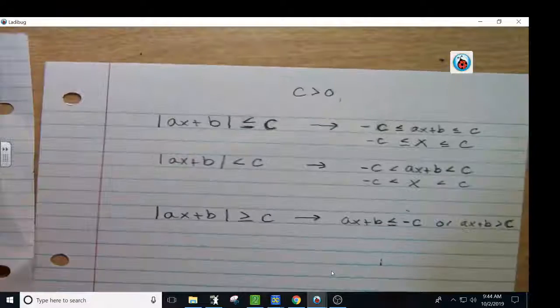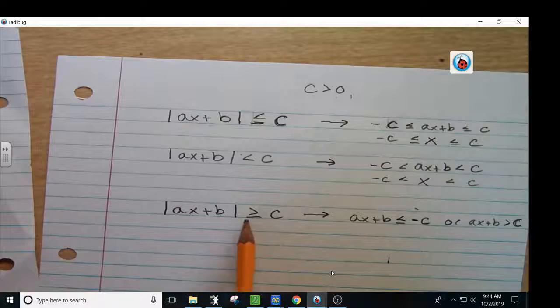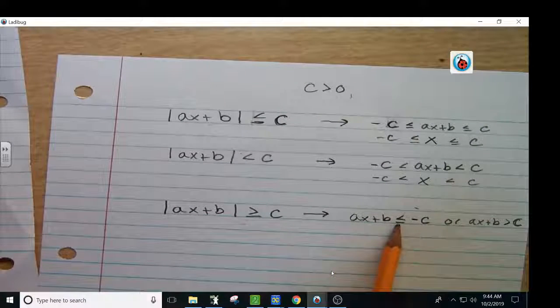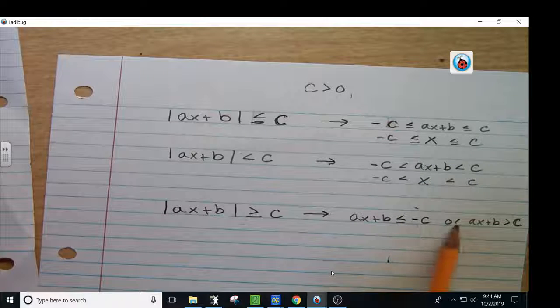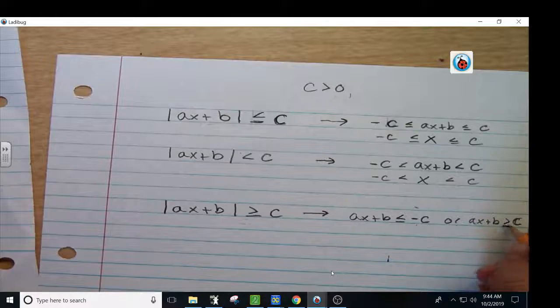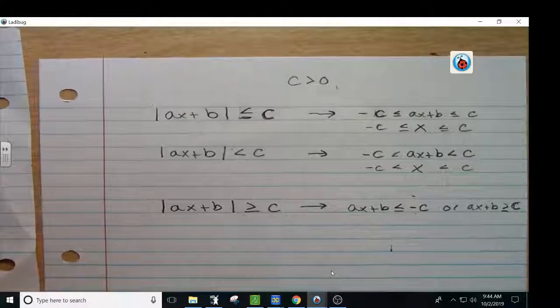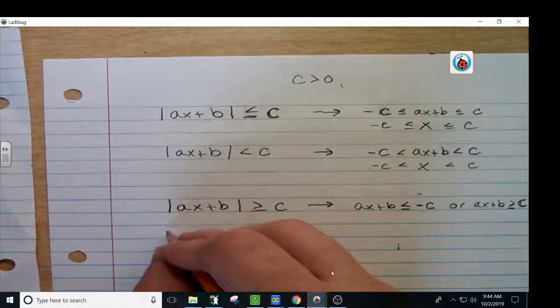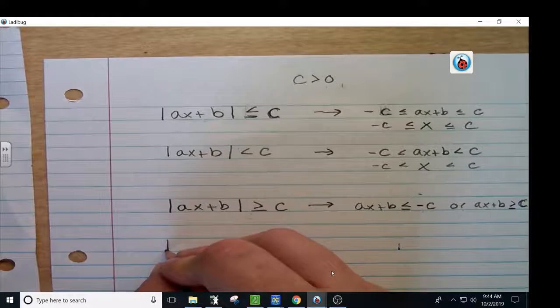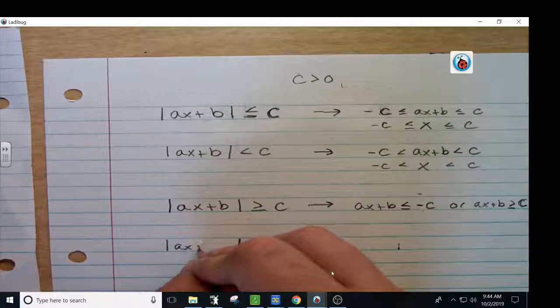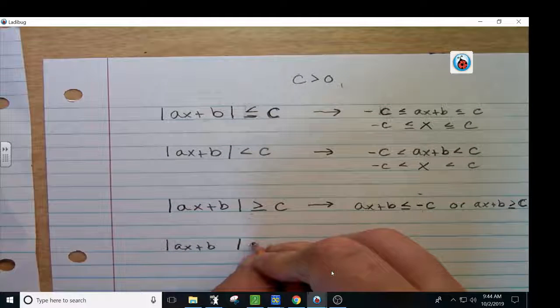So guys, if it's greater than, it's going to look like this. It's going to have ax plus b less than or equal to negative c, or ax plus b greater than or equal to positive c. Then you'll solve it from there. And if it's greater than, not equal to, it's going to look pretty much the same, except it just doesn't have an equal to sign.